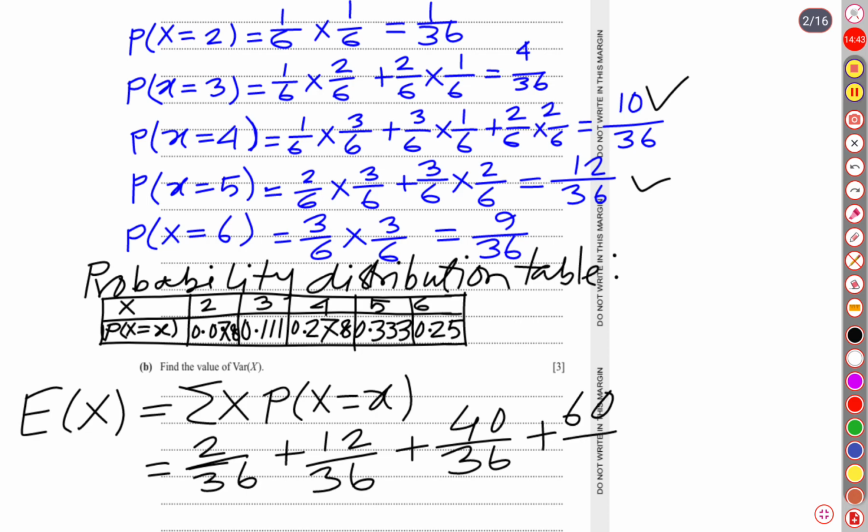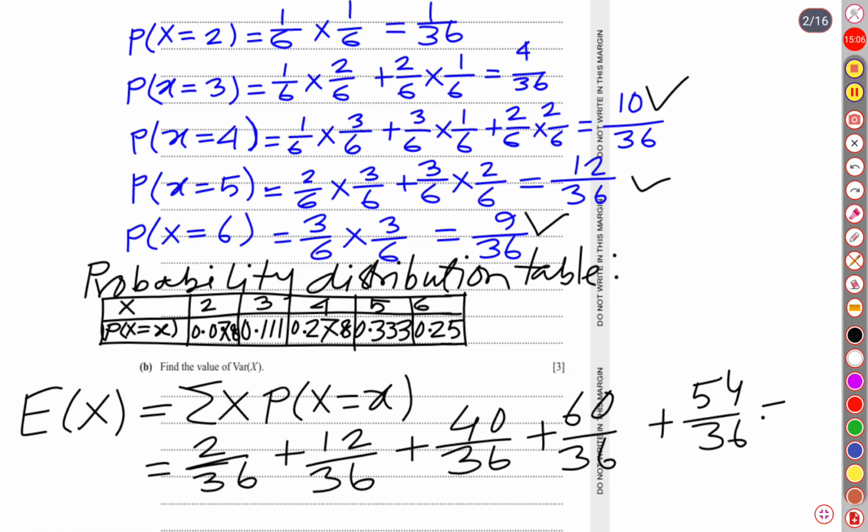Let's see the last case. Score was 6 and probability was 9, so 6 nines are 54. It is 54 over 36. Well, I think you have understood that it is just multiplication of each of the scores with the probability. So finally, what is it going to be?